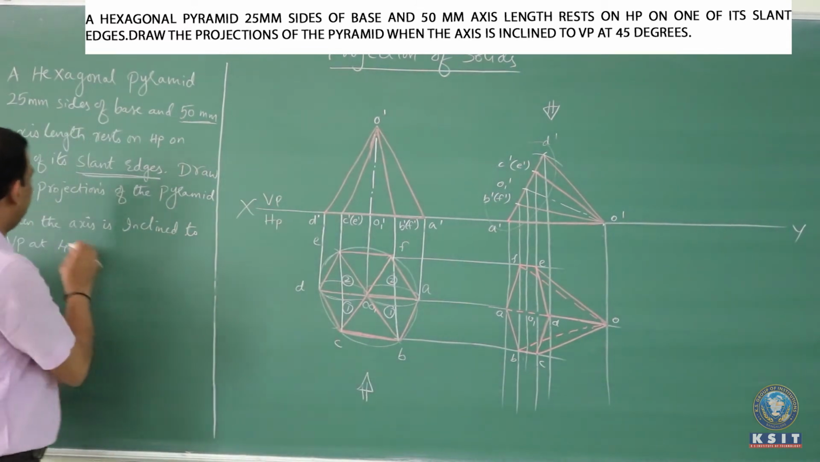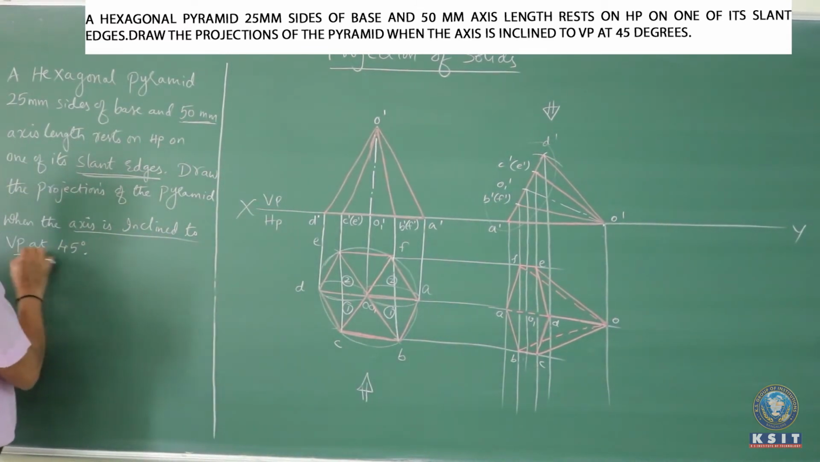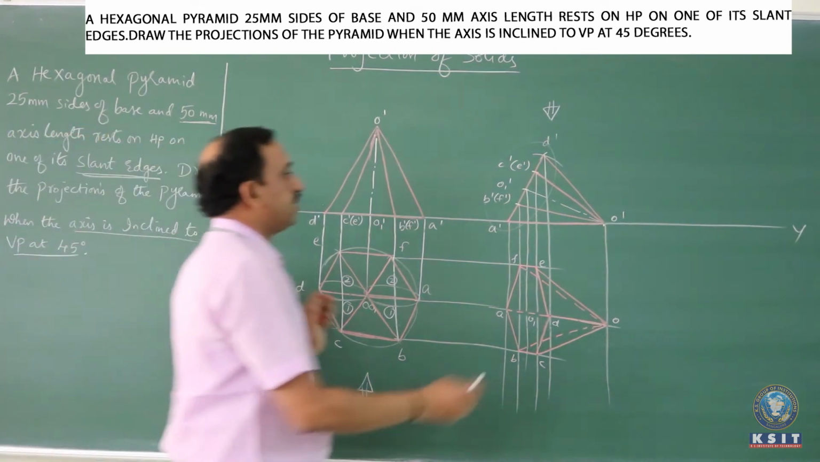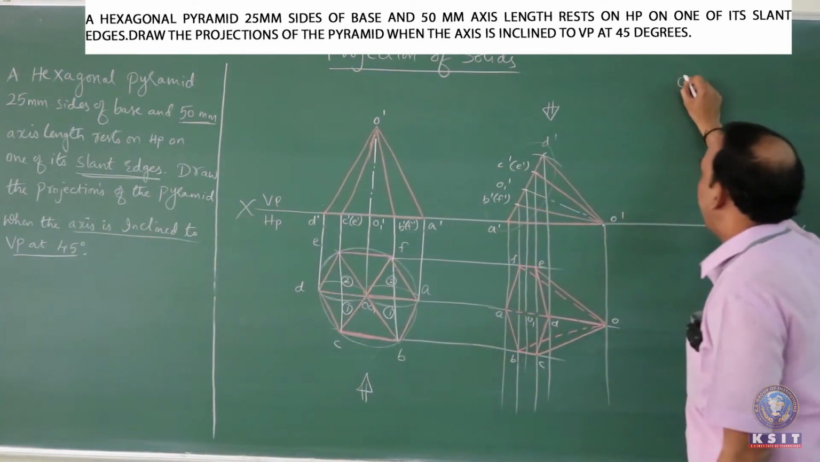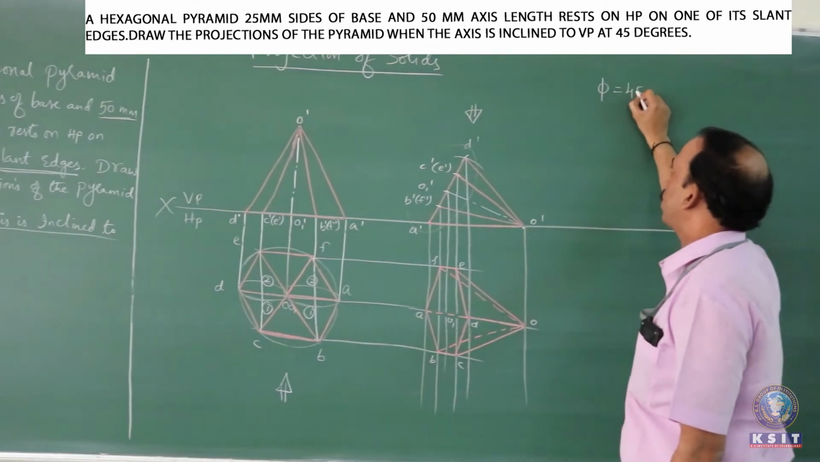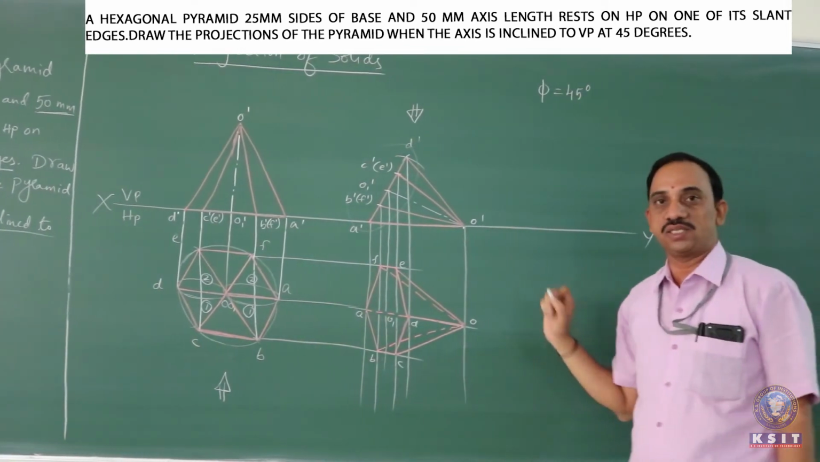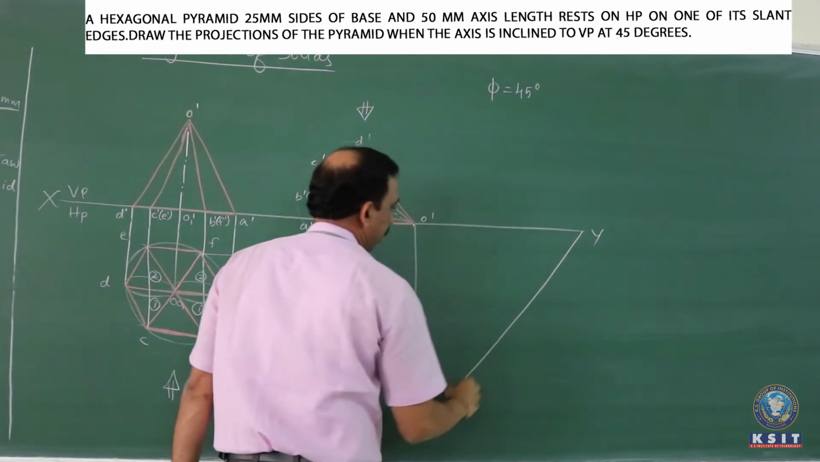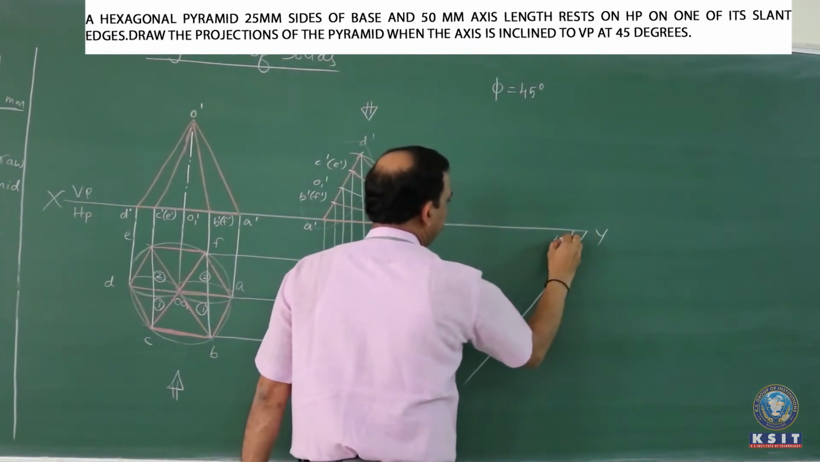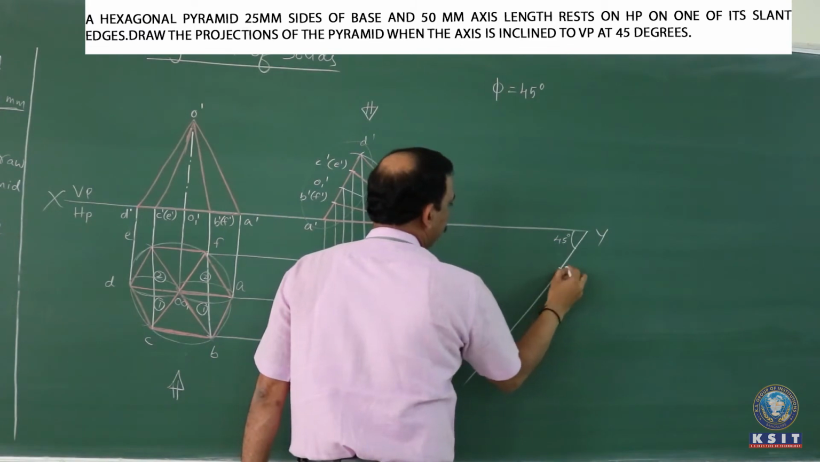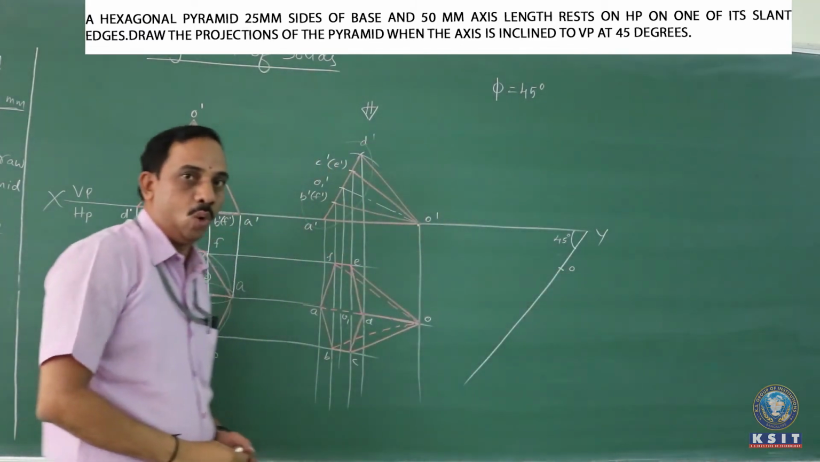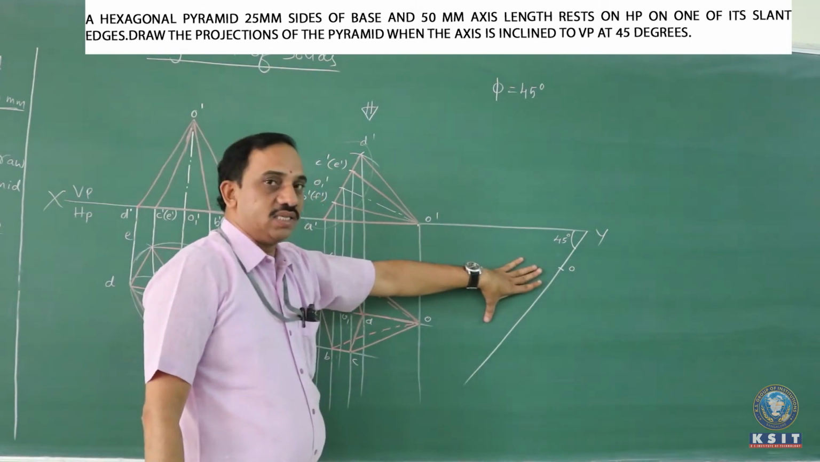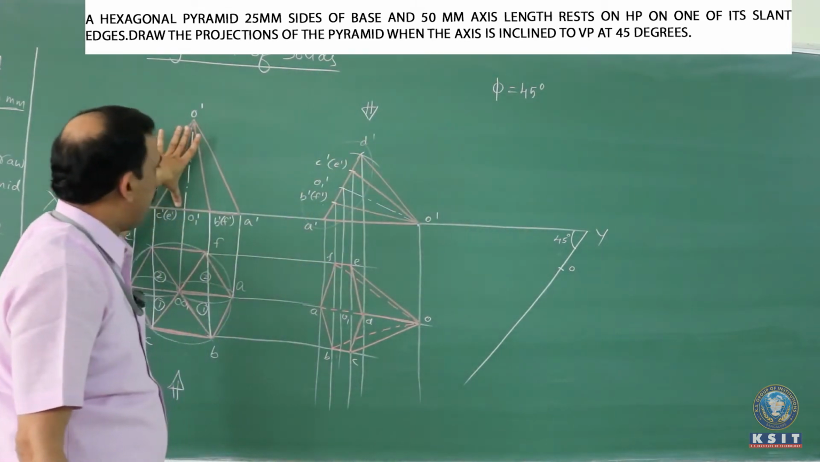The next condition given is that the axis itself is inclined at 45 degrees to VP. Since the axis itself is inclined, it is given as true inclination, which is 45 degrees. True inclination 45 degrees. So for this, take an angle of 45 degrees initially. On this 45 degrees, fix a point which is apex O. True length of the axis is available in the first front view.